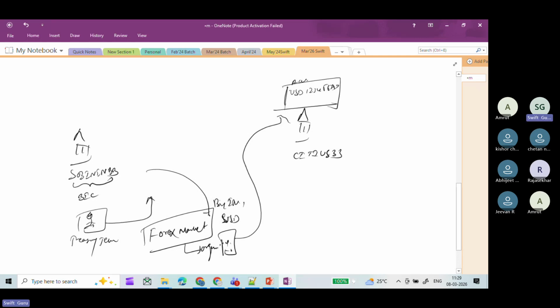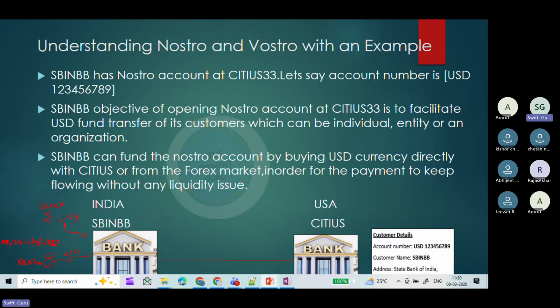Likewise, the State Bank of India can reach out to another third-party bank, let's say CBLGB or something, who can help make a fund transfer in USD currency. These things we'll discuss at a later point in time once we reach the MT202 category messages. So coming back to our session topic, this particular account opened by the State Bank of India is called a nostro account.